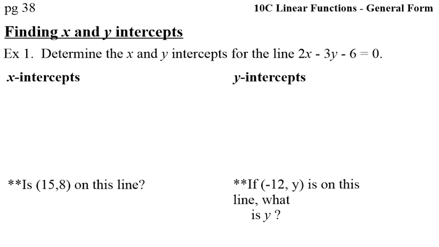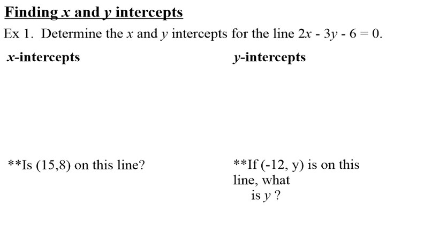Page 38, last example. Finding x and y intercepts. This is just kind of an interesting one because if we have general form, I can still get x and y intercepts from general form. It's not a problem. What's important about x-intercepts? X-intercepts is where we hit the x-axis, which means y is 0. So because I have the general form, I can do that.